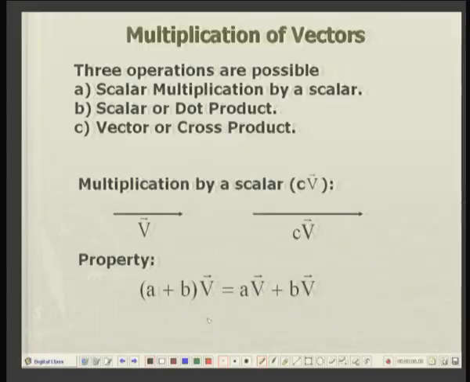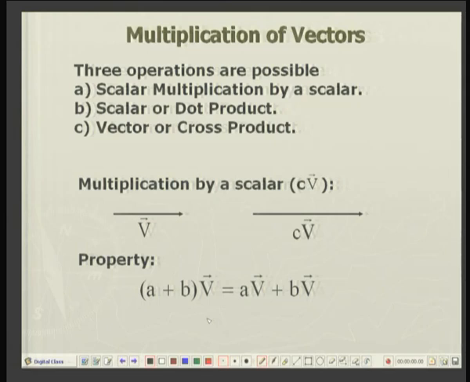Now, next we come to the multiplication of vectors. In vector analysis, three types of multiplication operations are possible. One is the scalar multiplication, or multiplication by a scalar quantity. Second is the dot product, also called the scalar product. And the third operation is the cross product, also called the vector product. First, I will take up the scalar multiplication.